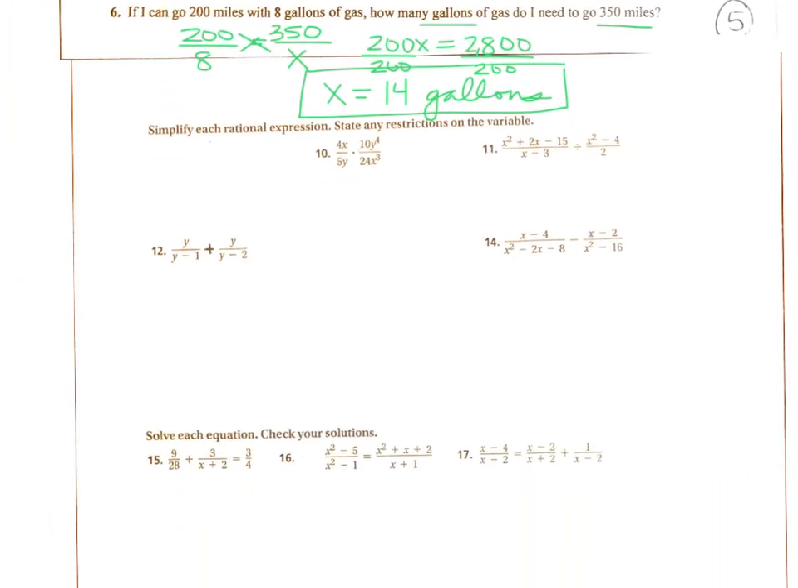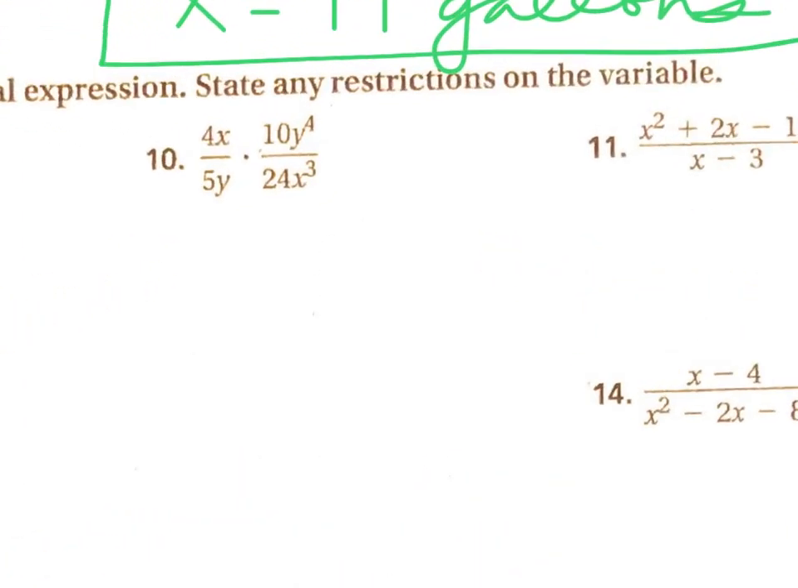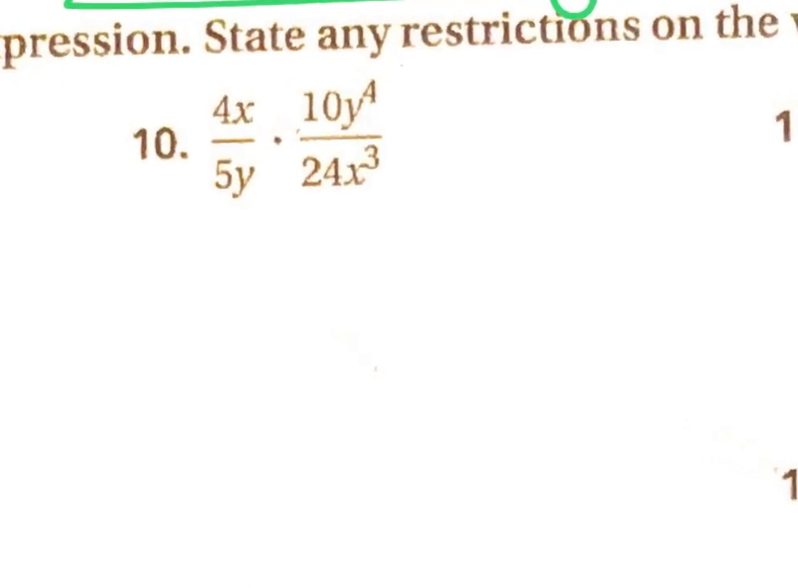All right. Simplify and state restrictions where needed, starting with number 10 here. So if you look at what we have, I think on these ones, it's easiest to do a little simplifying first. So I do some of the cross canceling. So 4 and 24, if I divide both those by 4, I get 1 and 6. 10 and 5 would be 2 and 1.